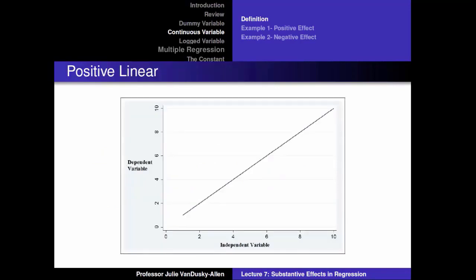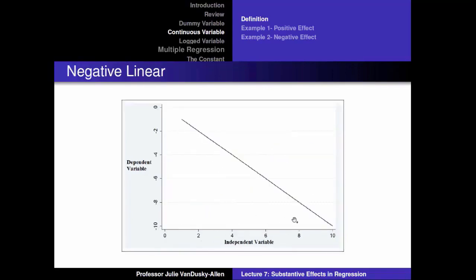When there's a positive linear effect, the positive effect of a change in the independent variable on the dependent variable is the same across all values of the independent variable. When there is a negative linear effect, the negative effect of a change of the independent variable on the dependent variable is the same across all values of the independent variable.